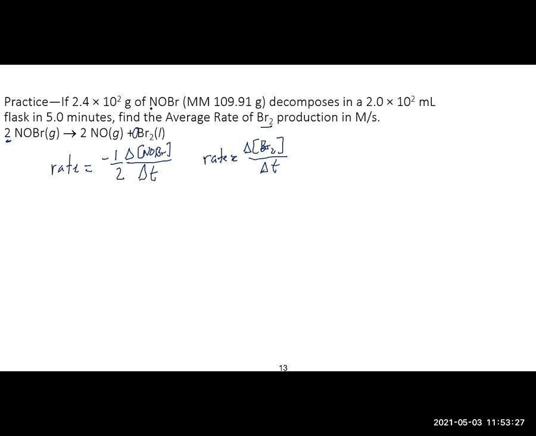At this point, we really have a lot of information, obviously, about NOBr. We have the grams. We also have the molar mass from the periodic table. We got some volume there. That's going to really allow us to figure out the molarity, or the concentration of NOBr. So we'll take our 240 grams and divide it by the molar mass, which if it wasn't given to you, you would get from the periodic table. That's 109.91 grams per mole. 240 divided by 109.91, we'll call it 2.184 moles.